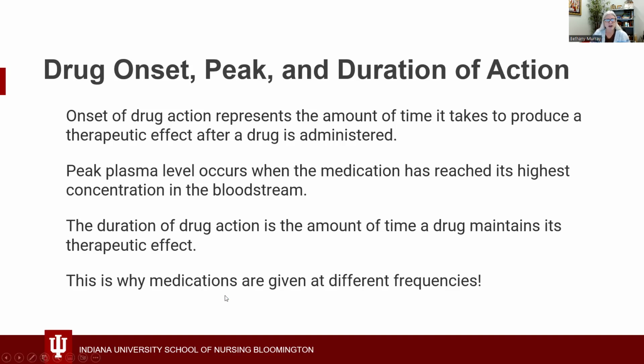So that's how these things all fit together, right? This is why medications have different dosing frequencies. Some medications have a long duration. They can be taken once a day. A lot of blood pressure medicines are that way. Some medications have a very rapid onset, peak, and duration of action, and they have to be taken 2 to 3 times a day, or even 4 times a day.